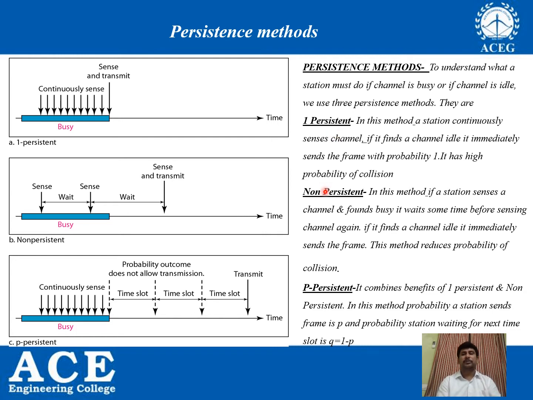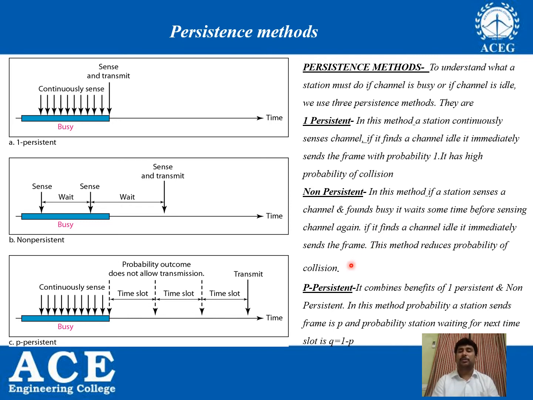The second type is called non-persistent CSMA. What we do here is slightly different from single persistence. In single persistence, we continuously sense the channel until we find it idle. But here, if we sense the channel and find it busy, we wait for some time before sensing again. If it finds the channel idle, it immediately sends the frame. And this method reduces the probability of collision.